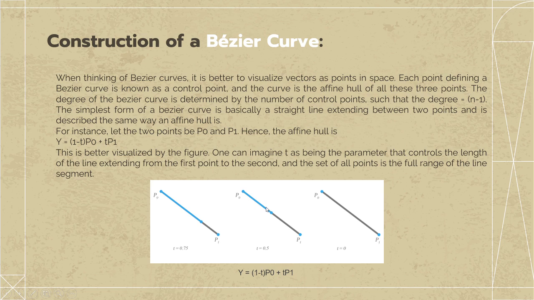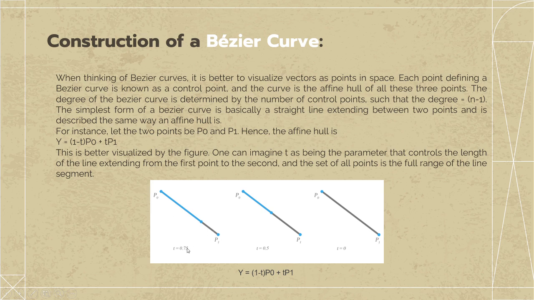So here, let the two points be P0 and P1. Hence, we can say that the affine hull or the affine span is equal to 1 minus t multiplied by P0 plus t multiplied by P1. And each different value of t will end up landing on a new point on the line extending from P0 to P1.